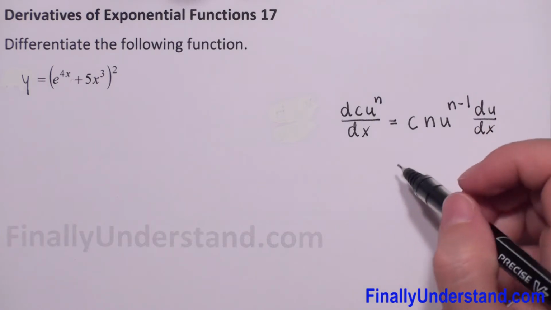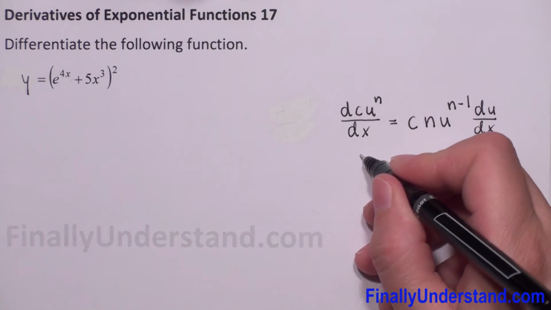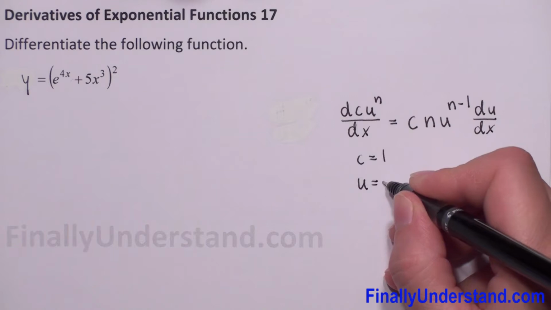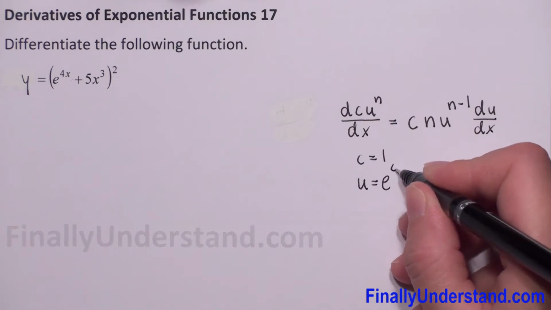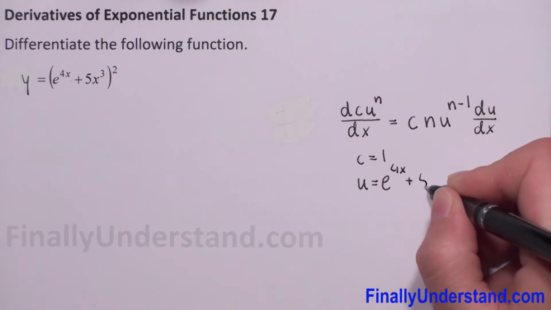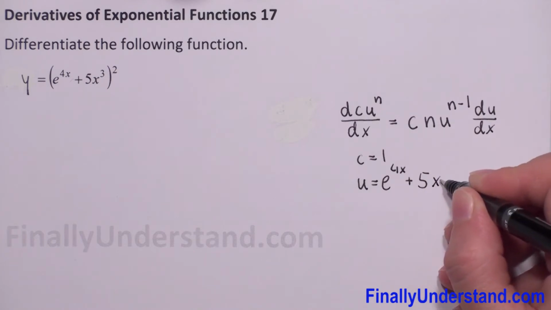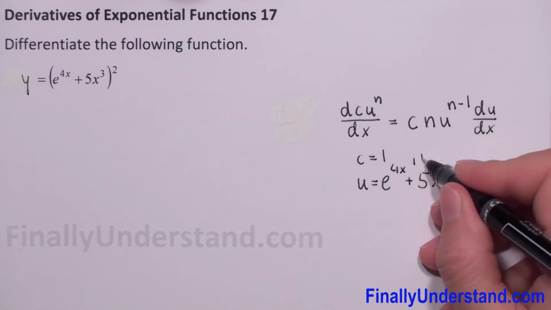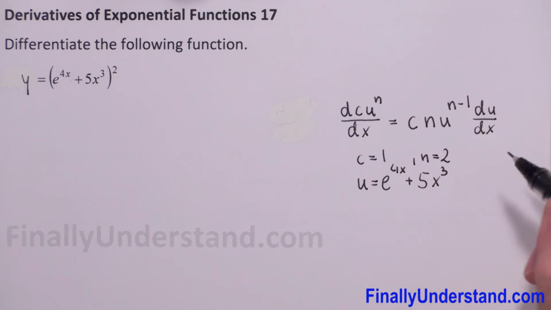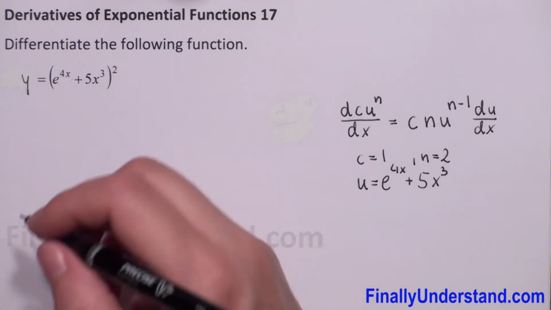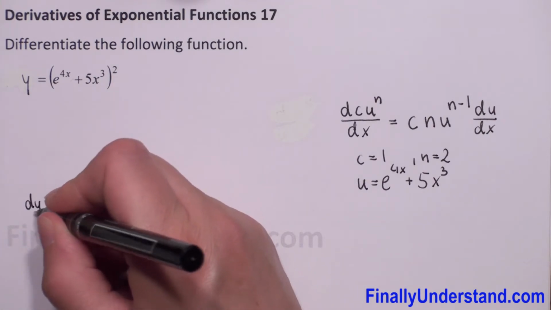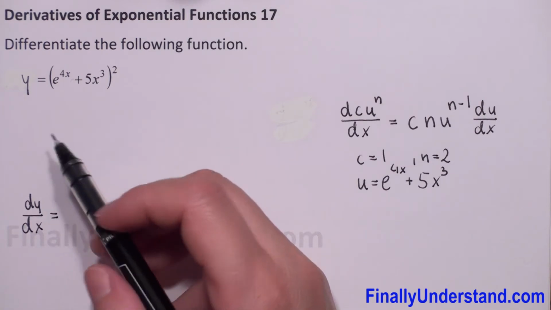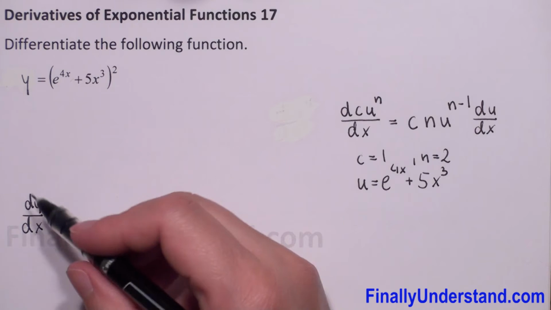So in our case, the constant is 1. Let me write this. The u is equal to e to power 4x plus 5 times x to third power, and n is equal to 2. Now we can differentiate our function. dy/dx is equal to, because the constant is 1, we don't have to write it.